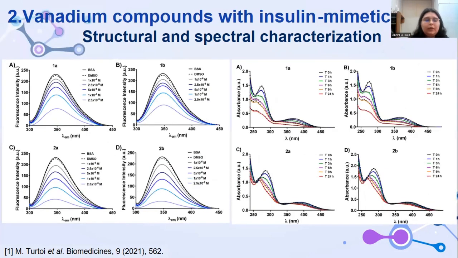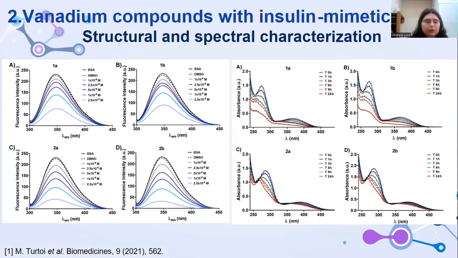Of course, we wanted to study the stability of our 4 oxidovanadium complexes in phosphate buffer solution at physiological pH, which is 7.4, and physiological temperature, which is 37 degrees Celsius. And we monitored this stability with UV-Vis spectrophotometry. And we see that our compounds decompose in a time-dependent manner when they are incubated in PBS. This is indicated by the decrease of the intensity at a specific wavelength.